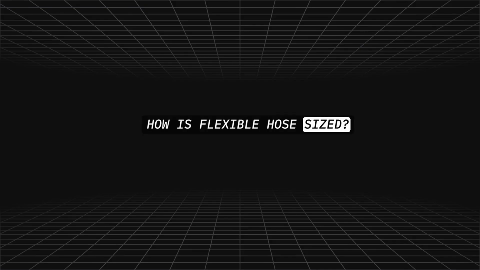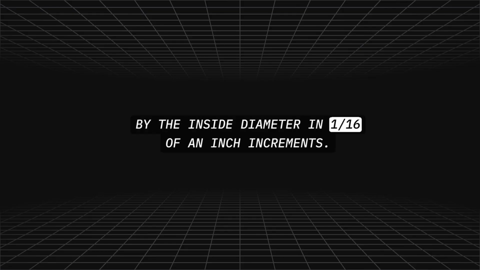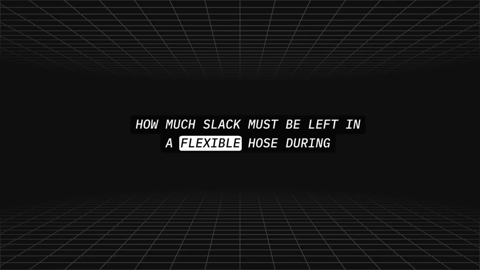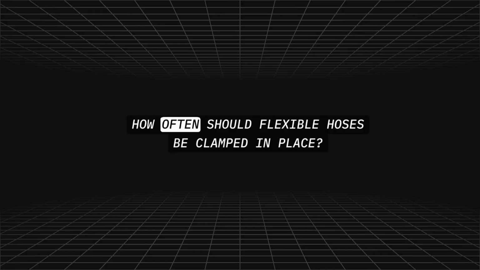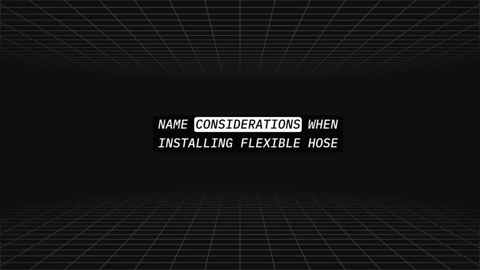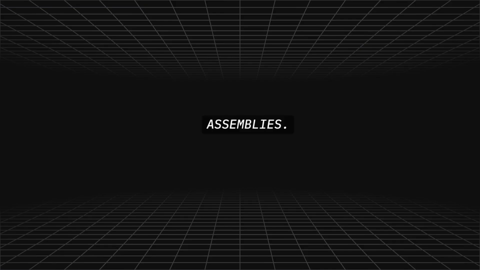How is flexible hose sized? By the inside diameter in 1/16 of an inch increments. How much slack must be left in a flexible hose during installation? 5 to 8% of the total hose length must be allowed for freedom of movement under pressure. How often should flexible hoses be clamped in place? Every 24 inches. Name considerations when installing flexible hose assemblies.